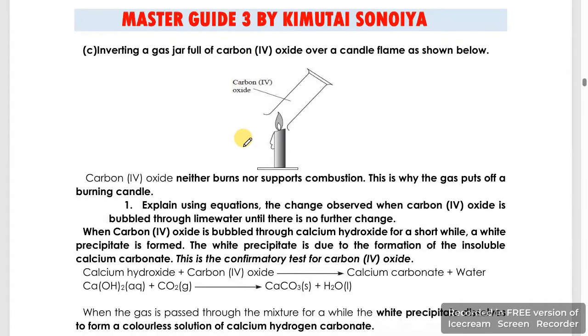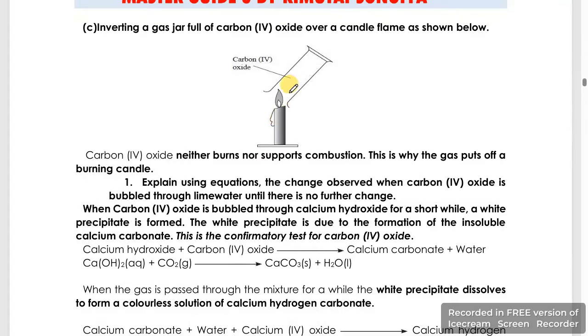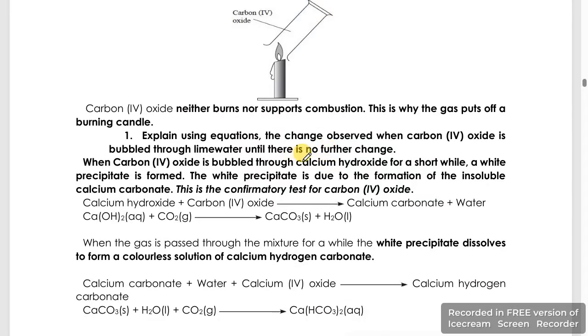Another thing about carbon dioxide. Carbon dioxide does not support combustion. Therefore, if you invert a burning splint in carbon dioxide, it is going to stop burning, it will go off because carbon dioxide does not support burning. It is actually used as a fire extinguisher, as we shall see towards the end.